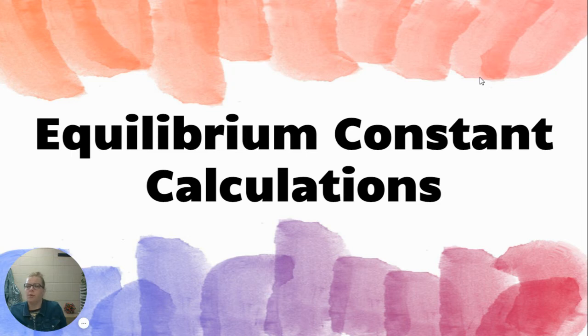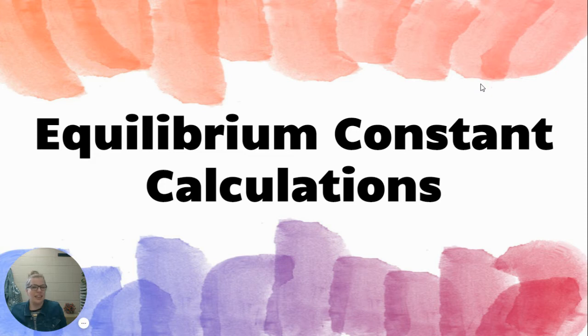So when we talk about our equilibrium constant, we talked about how that was a ratio of products over reactants. So it's the products raised to the power of their particular coefficient. Remember that we leave out pure solids and pure liquids from our equilibrium expression, and then we just do some calculations for it.